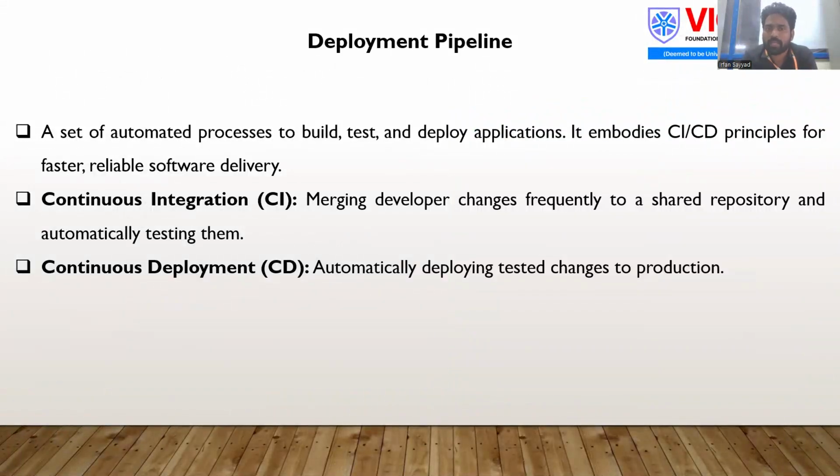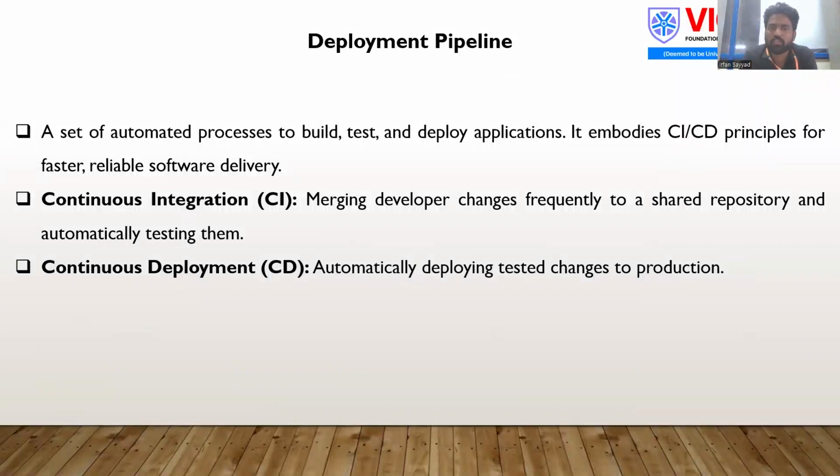Deployment pipelines. A pipeline is a set of automated processes to build, test, and deploy an application. That means we deploy our entire website through pipelines, so we can host it on any cloud-based platform. The pipeline has two parts, CI and CD.